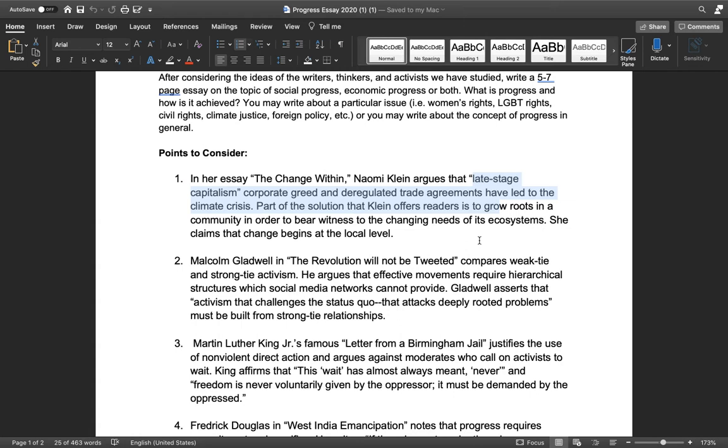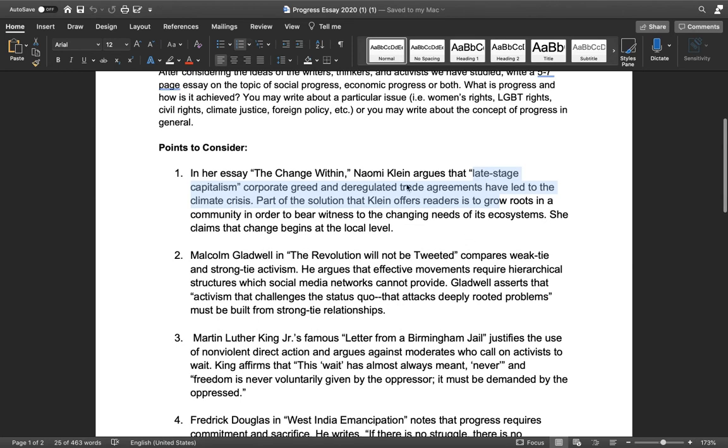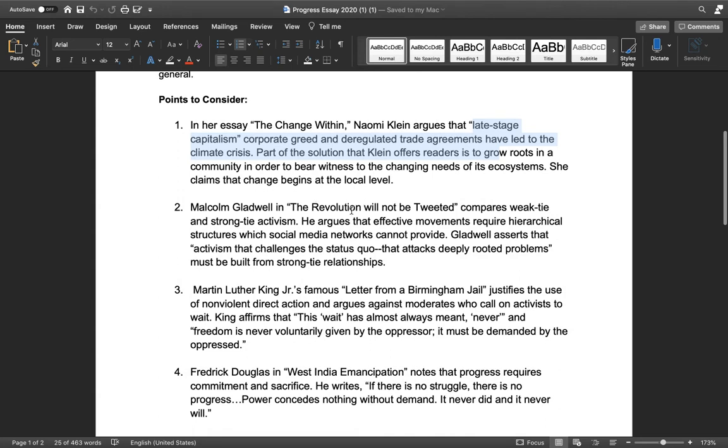Essentially, what she's doing is claiming that change begins on a local level. You may agree with this, you may disagree with this. You may take this idea and apply it to the topic that you choose to write about. Similarly, Malcolm Gladwell in The Revolution Will Not Be Tweeted compares weak tie and strong tie activism.